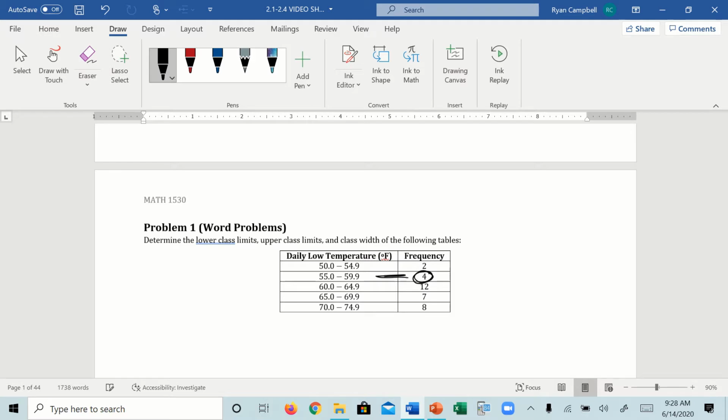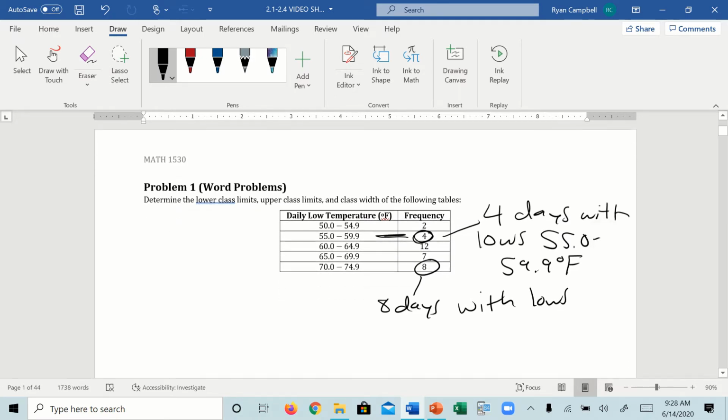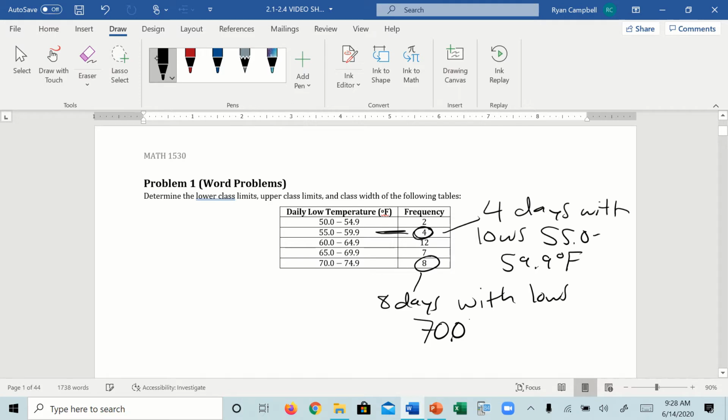So hopefully you can see that this means that there were 4 days with lows between 55.0 and 59.9 degrees Fahrenheit, right? This 8 would mean that there were 8 days with lows between 70.0 and 74.9 degrees Fahrenheit, right? Hopefully that was easy peasy.